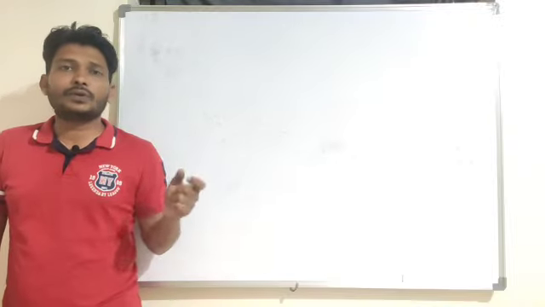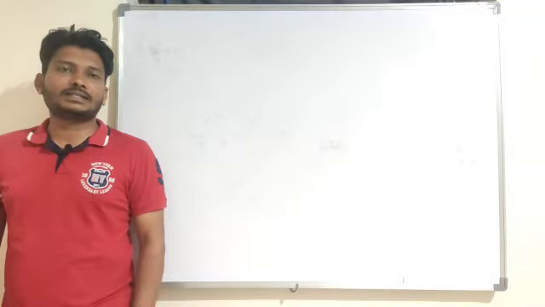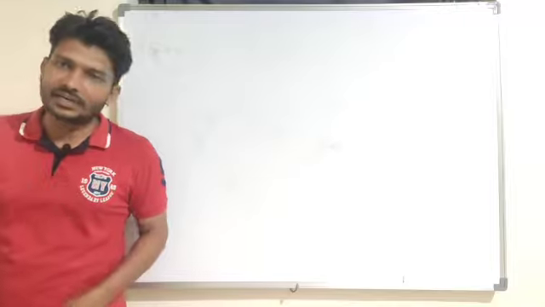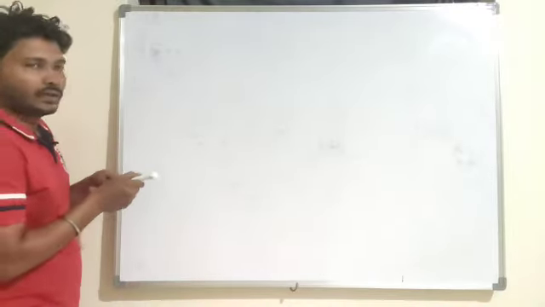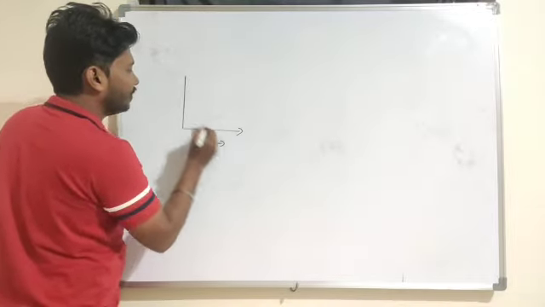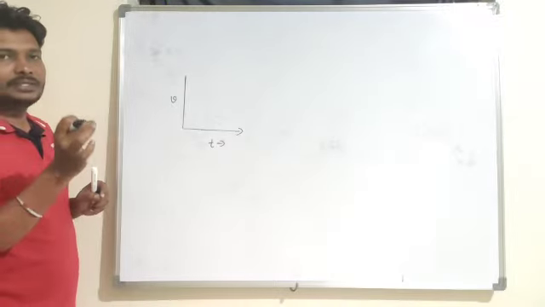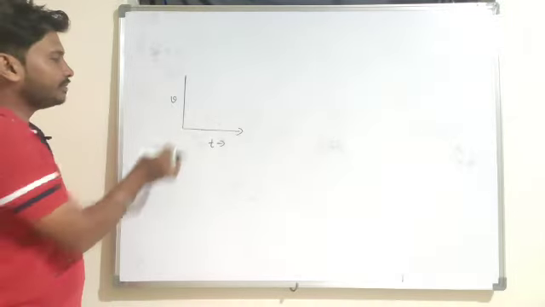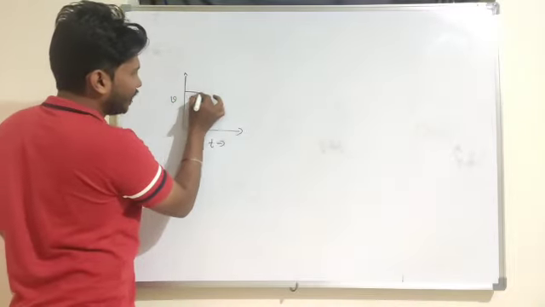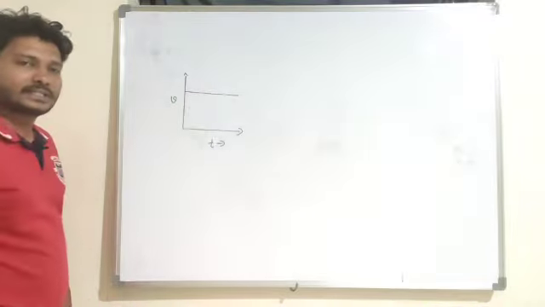In the last video we discussed the velocity time graph for an object moving with uniform velocity and for an object moving with uniform acceleration. Let me recall the VT graph for an object moving with uniform velocity. Uniform velocity means the velocity value does not change, so the y coordinate value remains the same, and the graph is a straight line parallel to the x axis.